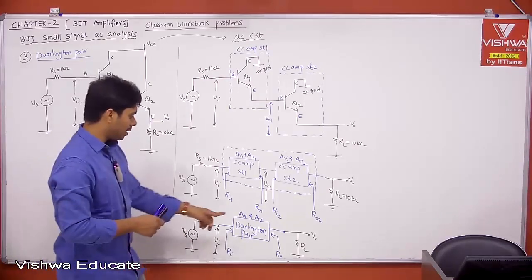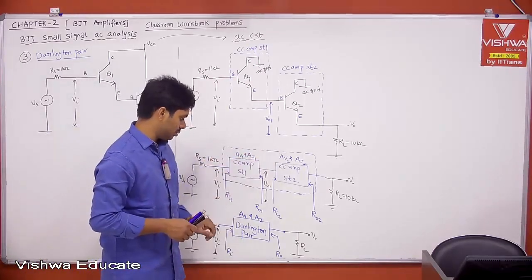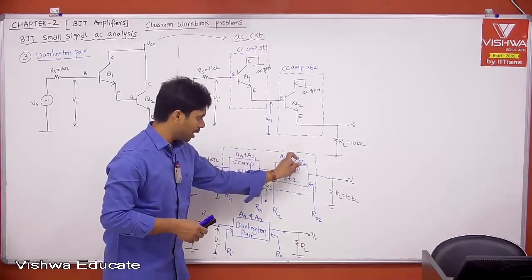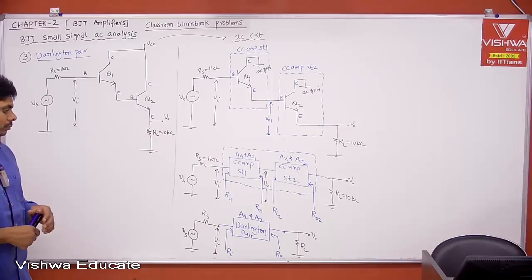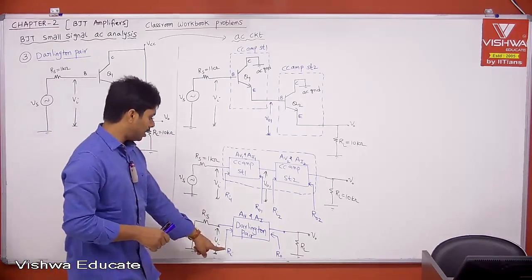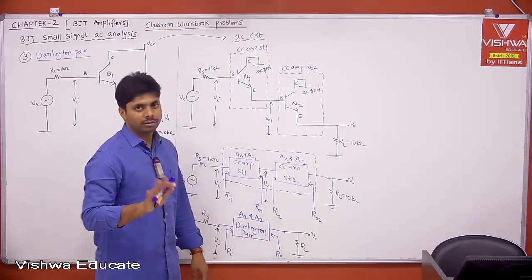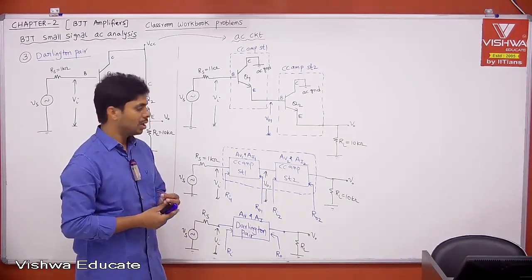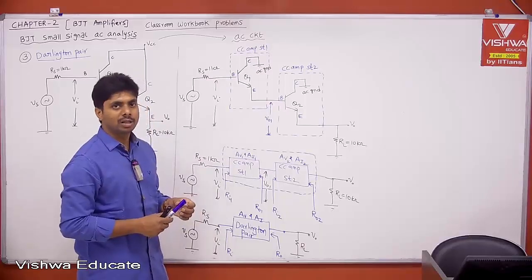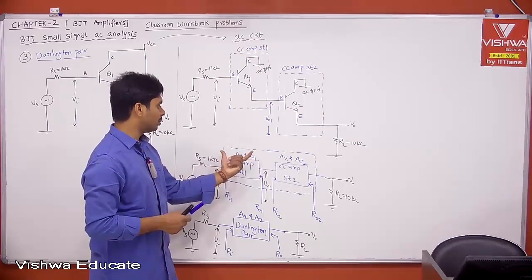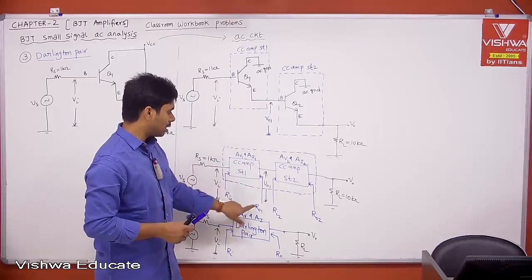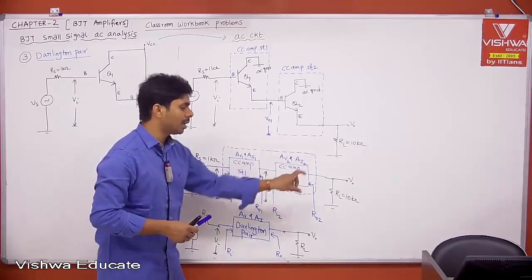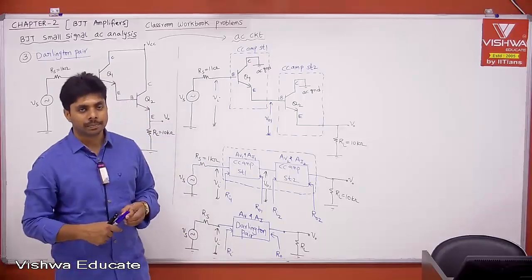Then what is your AV? AV is nothing but AV1 into AV2. What is AI? AI1 into AI2. But don't say that Ri is nothing but Ri1 into Ri2. No, input impedance is not like multiplication. Only gain parameters we can multiply, where we have the relationship between output to input, those parameters only we can multiply. But Ri is only an input parameter. R0 is only an output parameter. Therefore, we cannot multiply from one stage to another stage. Okay.